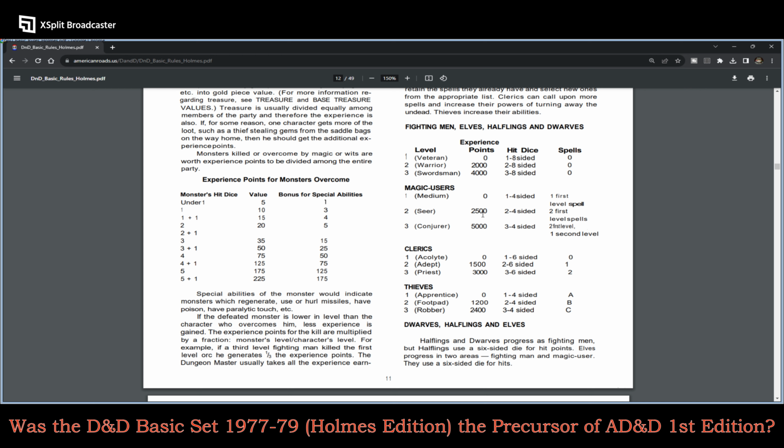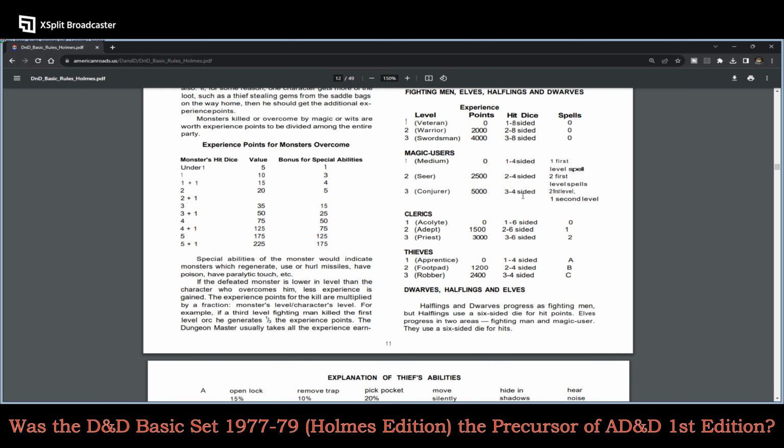So you have fighting men, you have elves, halflings, and dwarves. So all fighting men, elves, halflings, and dwarves fall within the same category here of experience and hit die, with the exception of halflings. Halflings use a D6 for their hit die. Everything else uses a D8. So fighting men, elves, and dwarves use a D8. Halflings use a D6, but they all fall within that same category there.